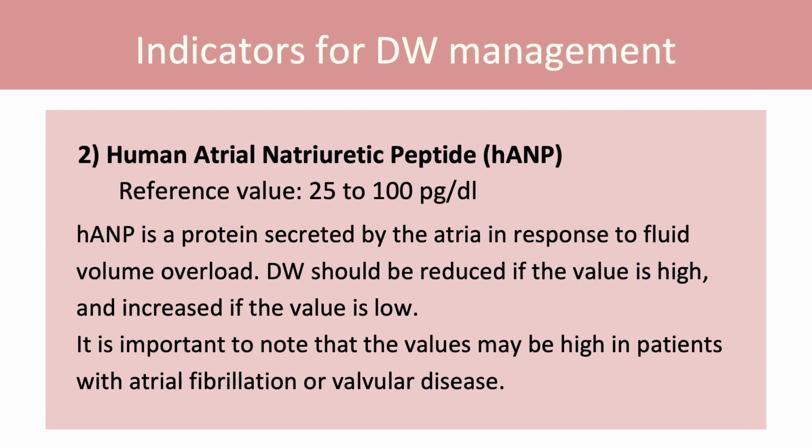The second indicator is human atrial natriuretic peptide, HANP. HANP is a protein that is secreted by the atria in response to fluid volume overload. The reference value of HANP is 25 to 100 picograms per deciliter. If the value is high, the dry weight needs to be reduced, and if the value is low, the dry weight should be increased. It is important to note that the high value of HANP may be indicated regardless of the body fluid volume if the patient has atrial fibrillation or valvular disease.